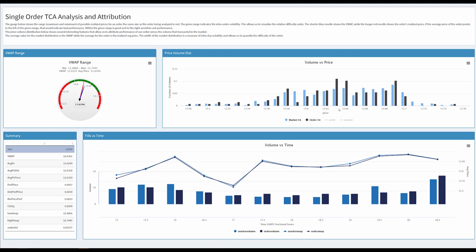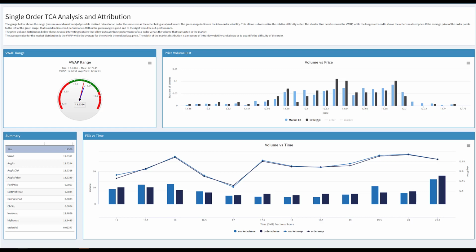But at these higher prices, 1264 for example, we also traded more volume at a higher price than the average, and that's going to bring down our performance. Looking at the differences between the blue bars and the black bars here, we can see at which prices we traded not enough volume or too much volume as compared to the total volume that traded in the market at the same time that we were working our order.